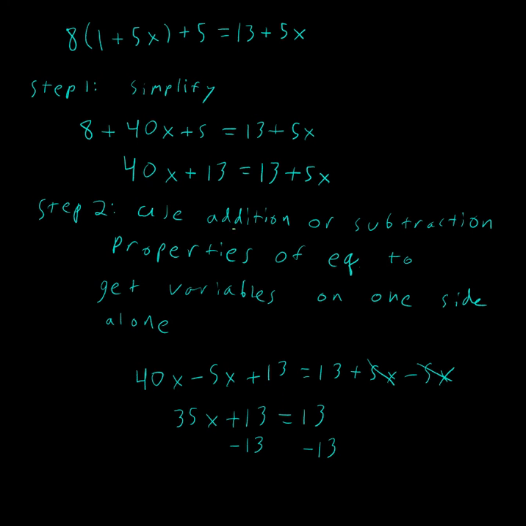As a quick note, when I say addition or subtraction properties, I'm using the inclusive or, which is just to say that it's fine to use both addition and subtraction, just addition or just subtraction. You don't have to pick one or the other, because you'll probably be using them more than once. So let's see. We subtract 13 from both sides. We get 35x equals 0. Okay? So that's step 1 and step 2.